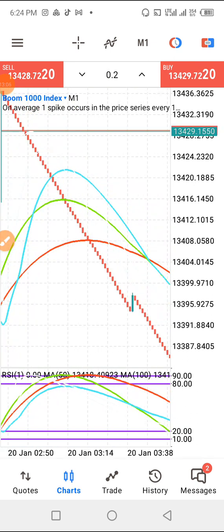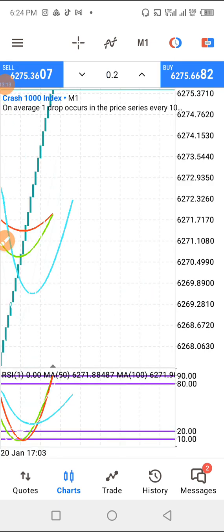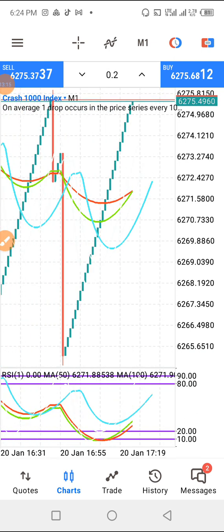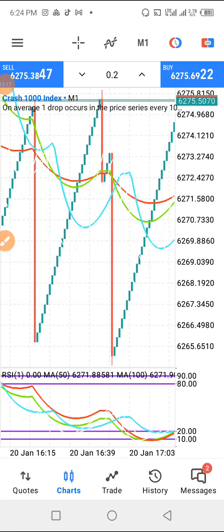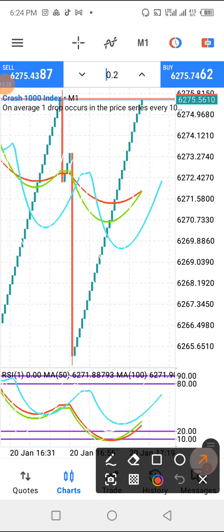On boom. Let's check crash. This can work for any of the pairs, either crash 1000, crash 500, anyone so far. Can you see now? You see I've lost. Okay, I missed this one, but the conditions are not properly met, so I wouldn't have even taken the trade, because one, we didn't see the blue line touching level 20. It wasn't touching level 20, so it would be a huge risk to take this trade.